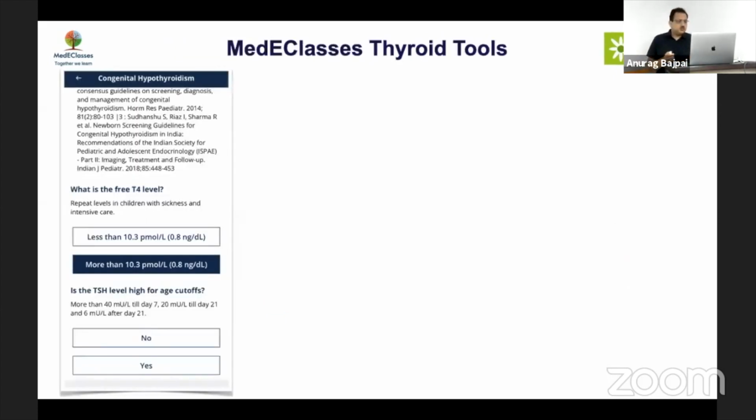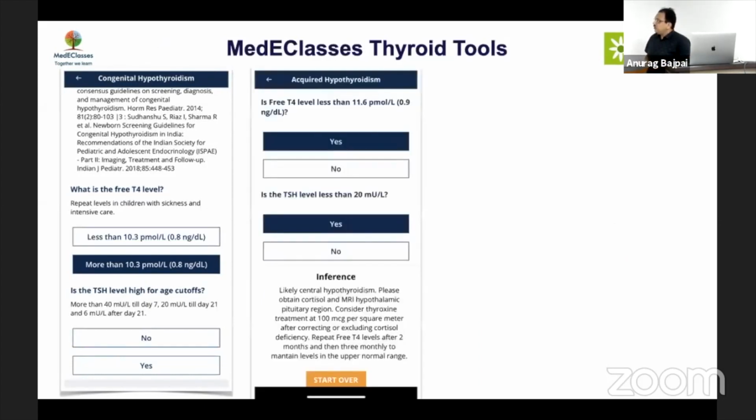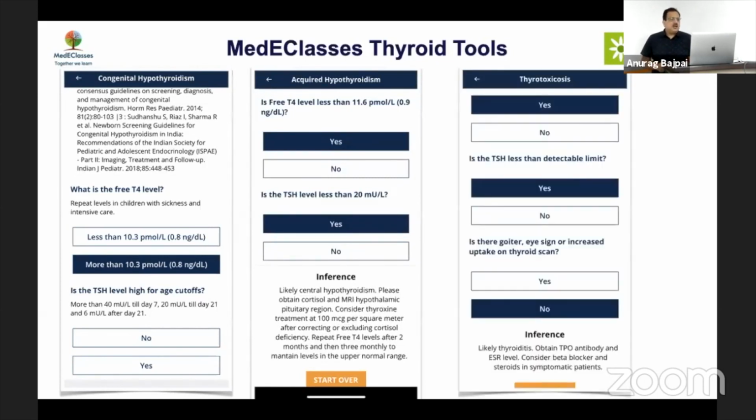So we've got various tools which will help you in thyroid. That is in the form of the approach pathway for congenital and acquired hypothyroidism, pathways for thyrotoxicosis, solitary nodules. So all the pathways are there.